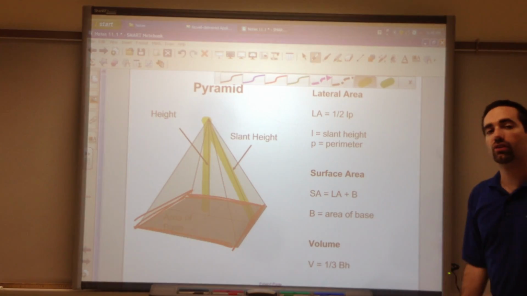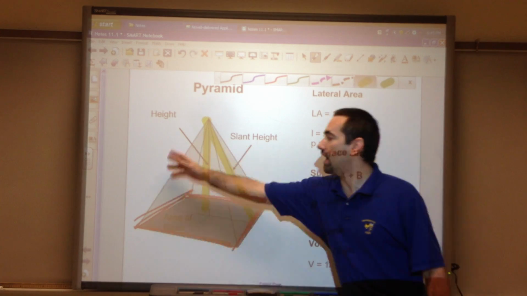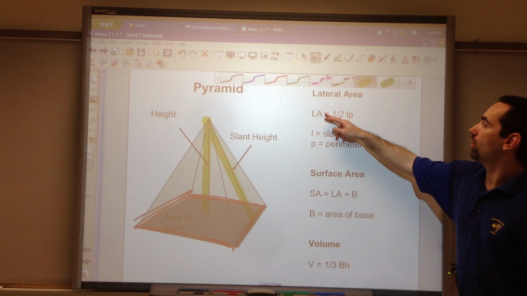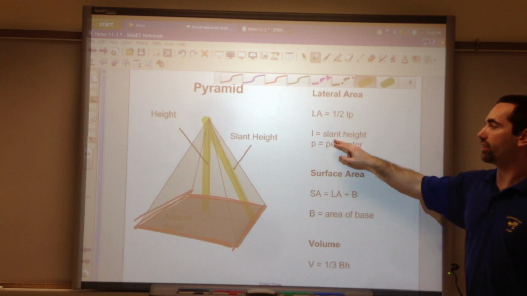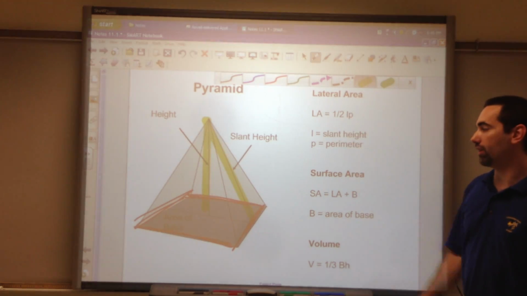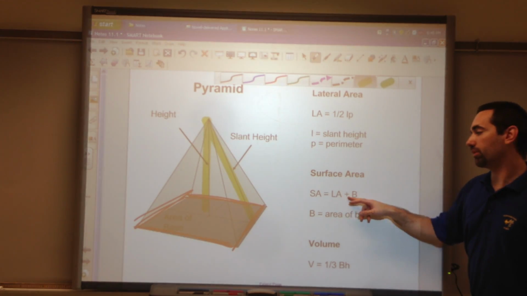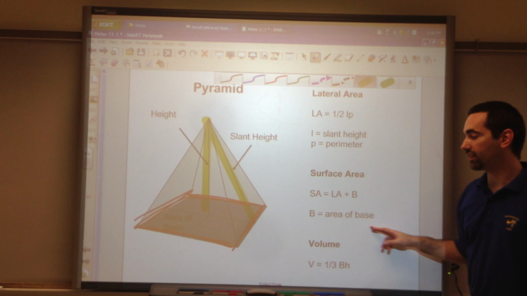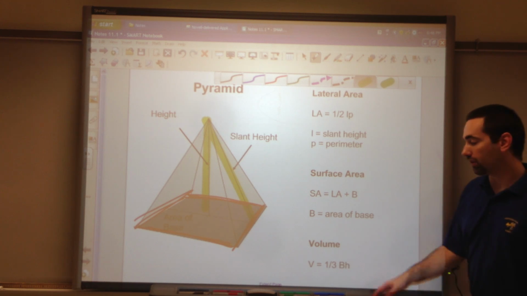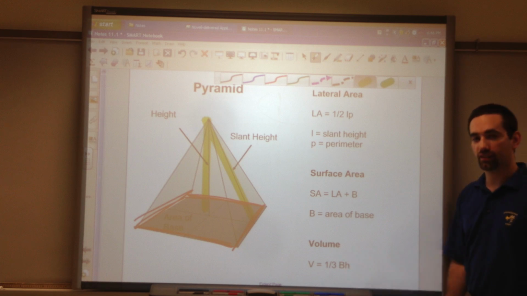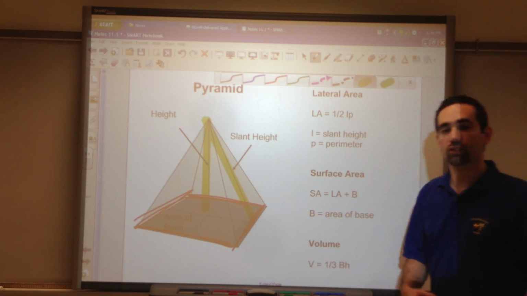So here are our formulas. The lateral area is just the sides, no base, just the area of the sides. 1/2 LP, L is the slant height, P is the perimeter. Surface area is the lateral area plus big B, the area of the base. And volume is 1/3 area of the base times the height of the pyramid. So let's do an example.